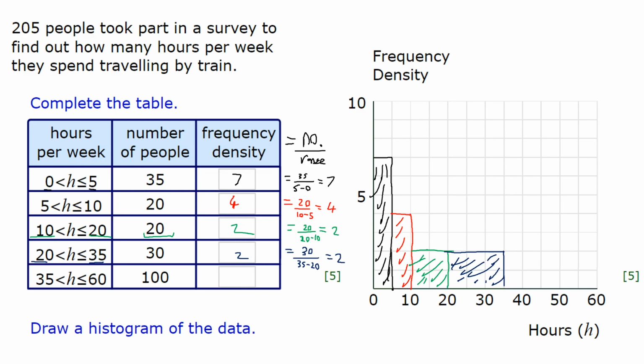And finally, we have a bar with 100. So the frequency density is going to be 100 divided by 60 minus 35. 60 minus 35 is 25, so our frequency density is 4. Therefore, the bar is going to start here, and it's going to go all the way over here to 60. And that is what the histogram should look like.